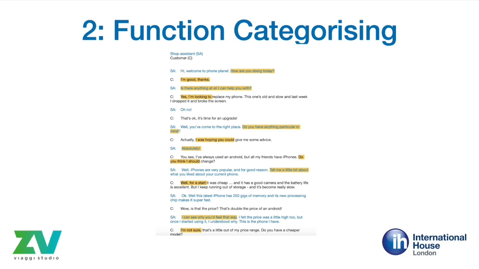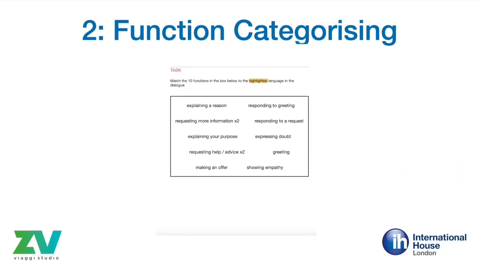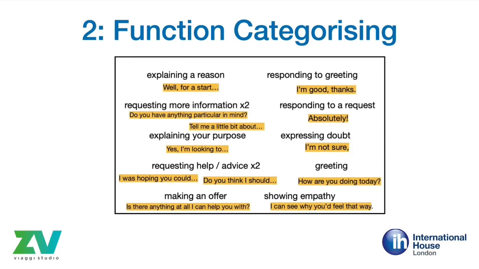On a separate piece of paper, you have a box containing the functions, and what the students do is work together in pairs or small groups to match the language to the functions they think the language is performing. Here's a key of what the answers would look like. A useful activity to get learners thinking about the effect of the language they're using. And also a great opportunity for the teacher to provide other examples of language they could use to perform the same functions in the same situation.